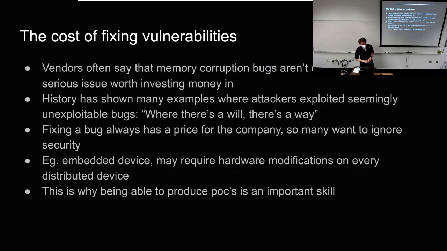Okay, so let's talk about the cost of fixing vulnerabilities. Why do vendors not want to fix them? They might often say they're not serious issues and they don't want to invest money into it. A security researcher at a company is probably going to cost them $250,000 to $800,000 per year. They don't want to spend that money. So they might say, ASLR is a thing now, this mitigation is a thing, buffer overflow is not exploitable anymore, why should we care? Well, they are. History has shown that where there's a will, there's a way. Hackers are always going to get in. All bugs are potentially exploitable until proven otherwise.